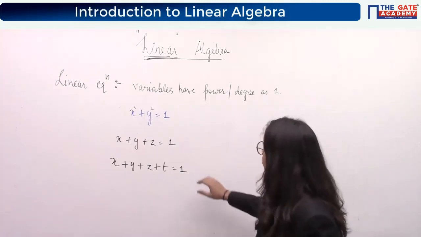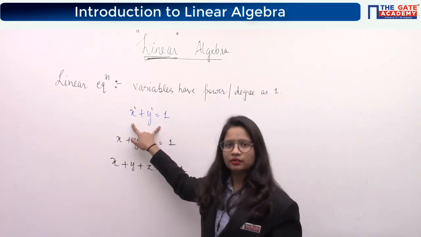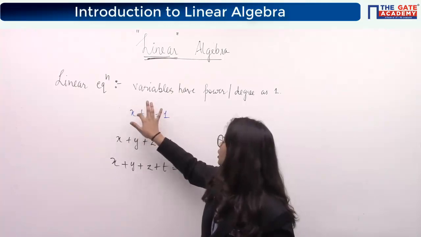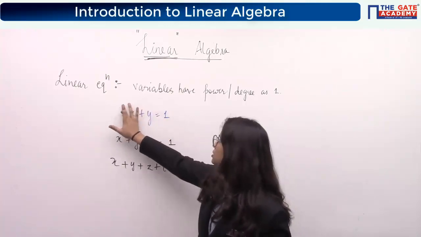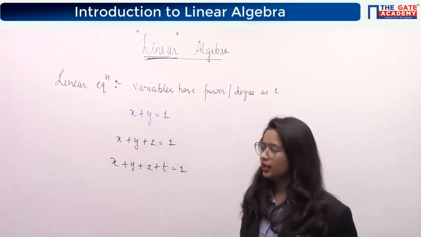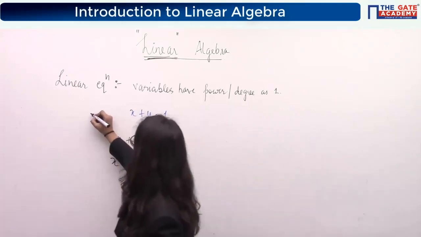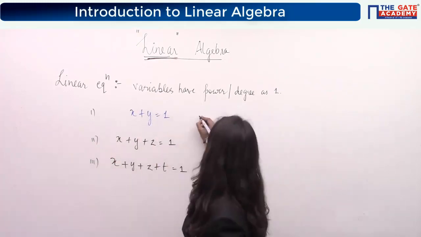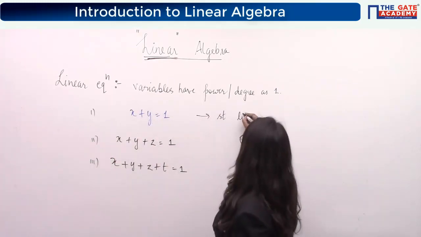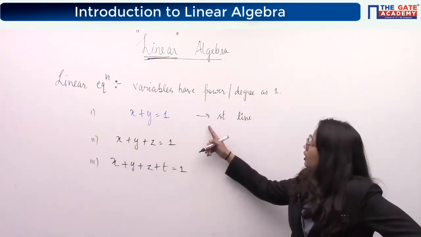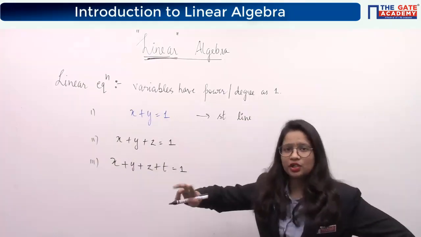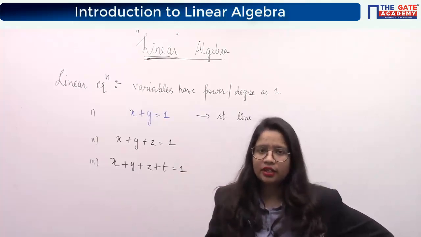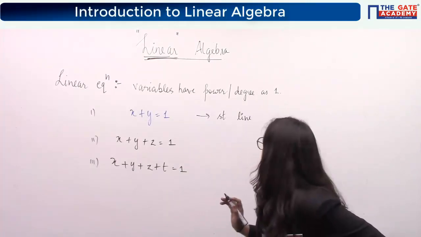Now what is this representing? First, x plus y equal to 1. What is this equation representing to you? Can anybody tell me what the first, second and third equations represent? It represents a straight line. So this linear equation in two variables represents a straight line. You can draw a straight line very easily, also in a graph.